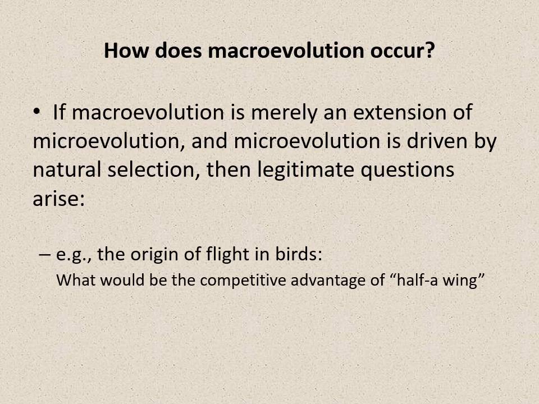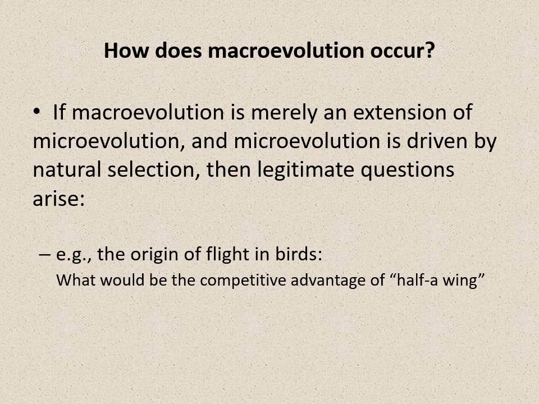So if macroevolution is just an extension of microevolution, if macroevolution is the product of microscopic tiny changes that happen at the microevolutionary level, and it's just scaled up, and microevolution is driven by natural selection, we do have some legitimate questions that can pop up. For example, look at the origin of flight in birds, and what would be the competitive advantage of half a wing? And I say half a wing because according to macro and microevolutionary theory, the wing wasn't built overnight.